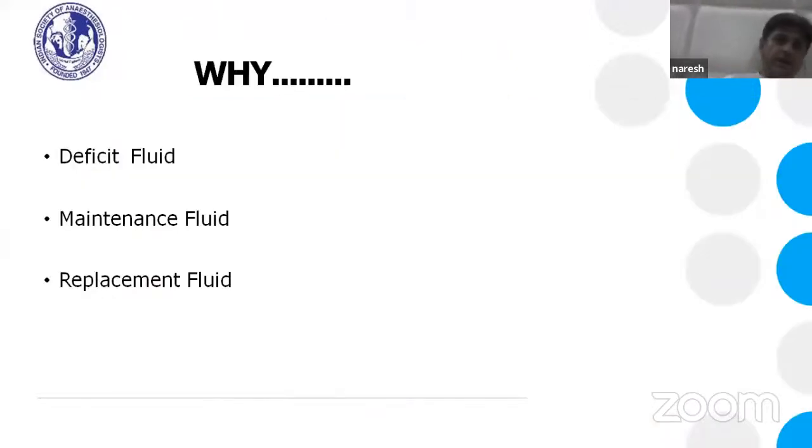So now, why do we want to give IV fluids? How do we decide when it is the time to give IV fluids to maintain adequate hydration? One is to compensate for the fluid deficit.